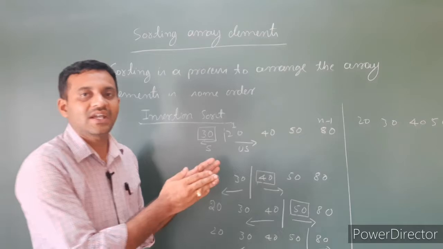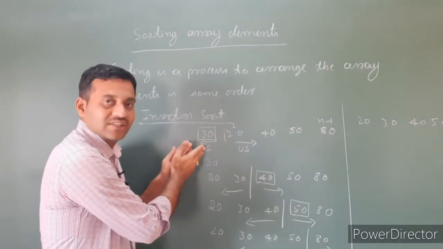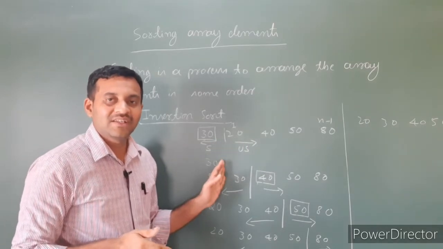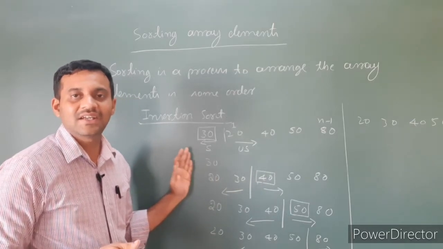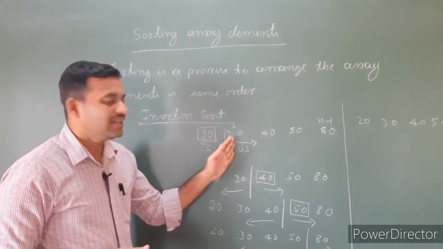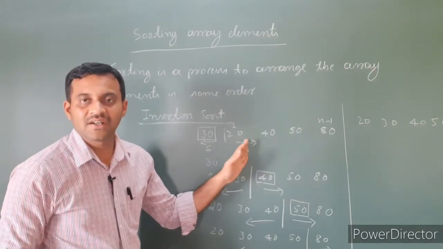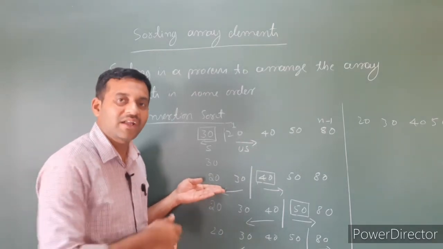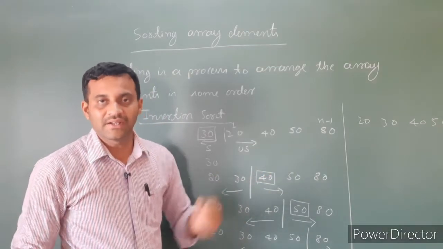We access an element from the unsorted portion, and that element is compared with the sorted portion. If it is greater, then the element is inserted at the right side, otherwise the element is inserted at the left side of the element. See here, 20 is less than 30, hence the new element from the unsorted list is inserted to the left of the element, then the array becomes 20, 30, 40, 50 and 80.